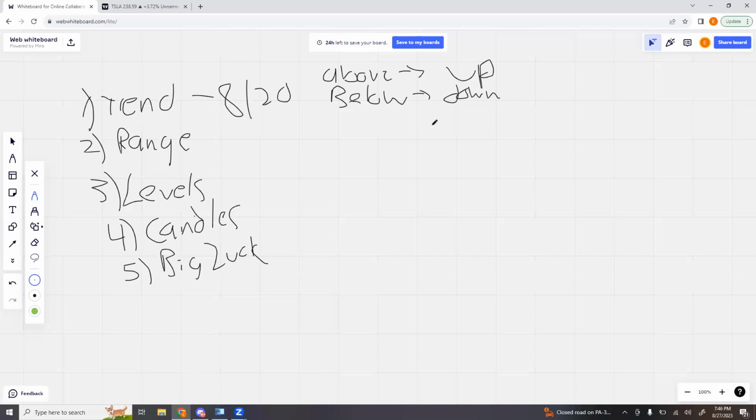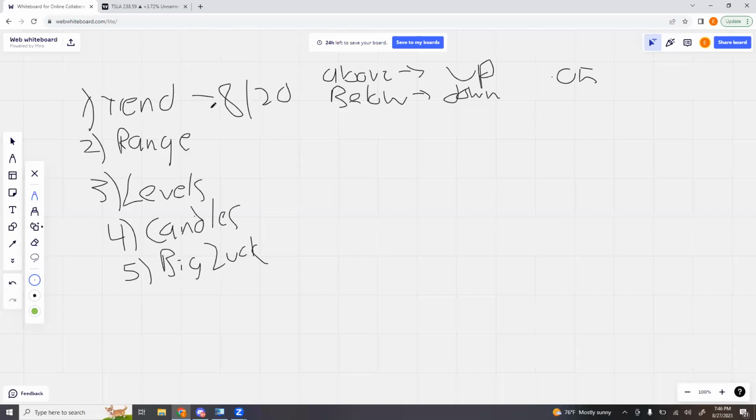Below, going down. People ask questions about the 8 and 9 EMA. The difference between them is about 5 cents on the underlying stock. 5 cents, and that's a rounding error, so don't stress about it too much. It doesn't matter. The point is how it actually works.